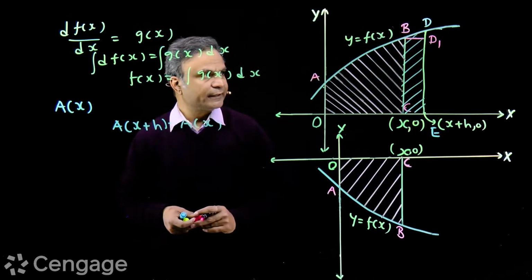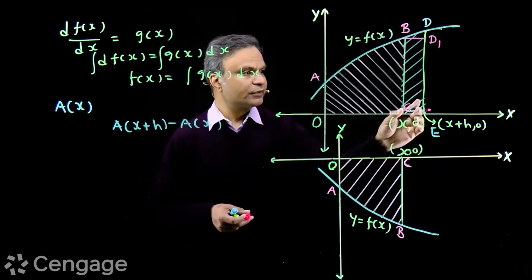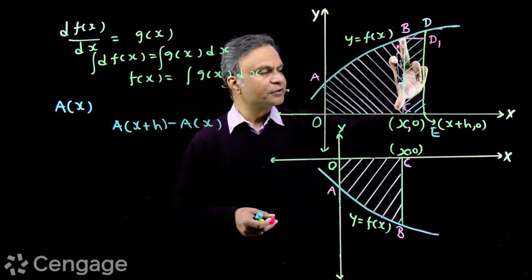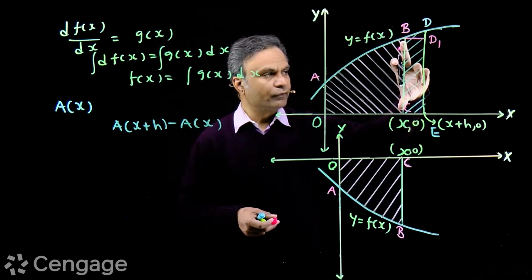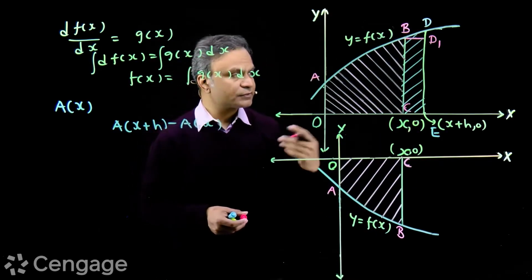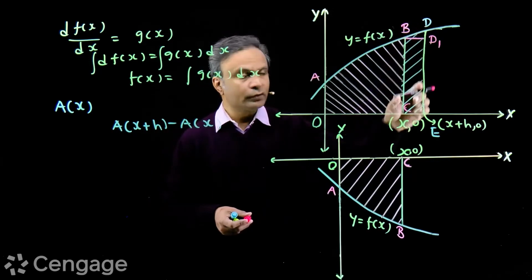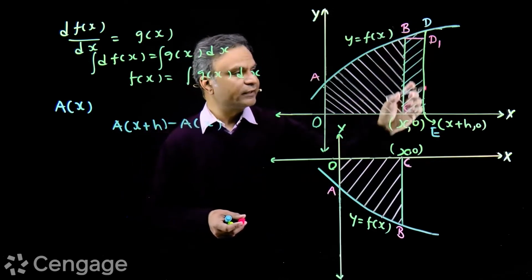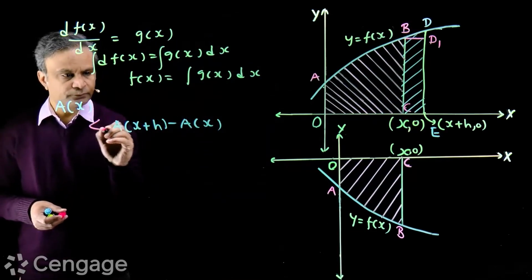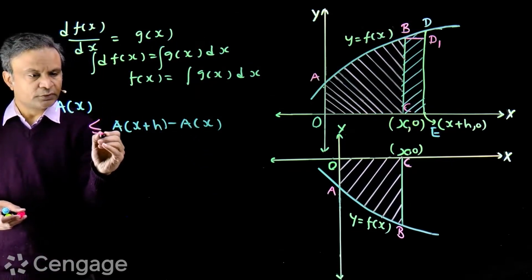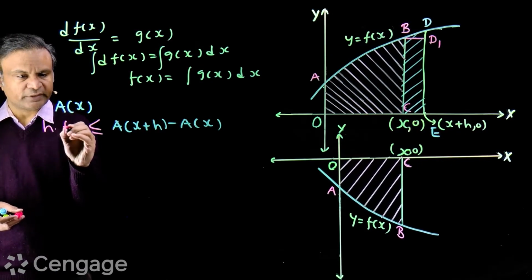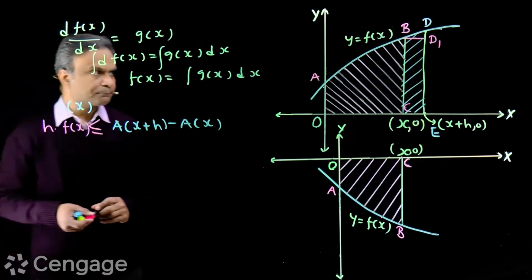Now what is the area of this rectangle? This width is h, and this height is f of x. ठीक है, function का value क्या होगा x के लिए? f of x होगा ना. Now this area is certainly more than the area of this rectangle, and the area of this rectangle is h multiplied by f of x. So we have this area greater than or equal to h multiplied by f of x.